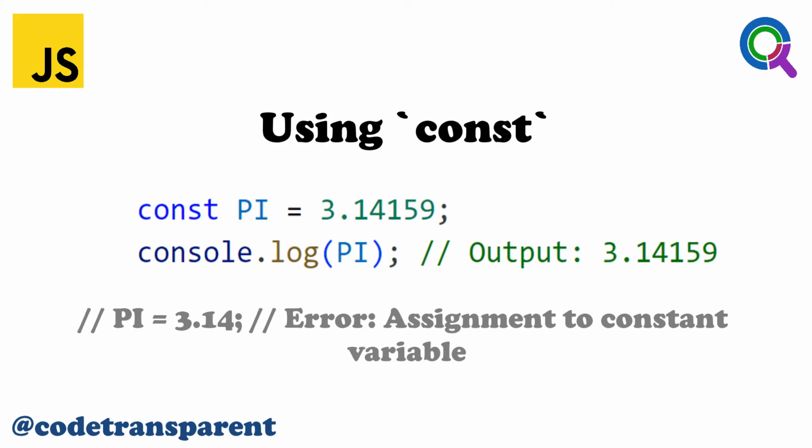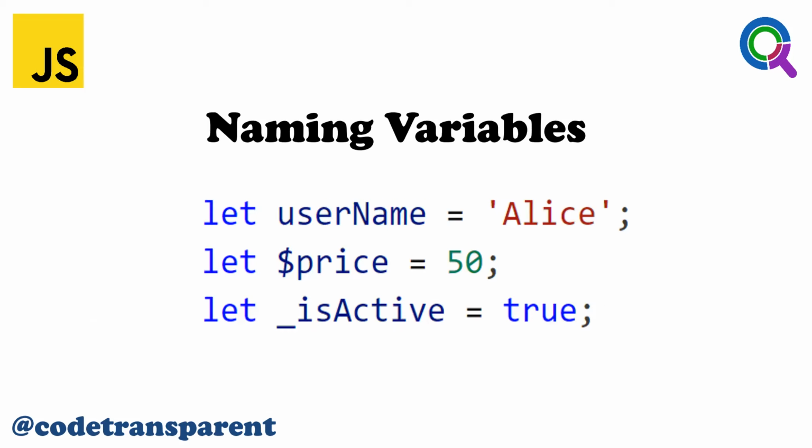Const is also block scoped but is used to declare variables that cannot be reassigned after their initial declaration. It's perfect for values that should remain constant throughout the program, like mathematical constants. For instance, the value of pi is always 3.14159.